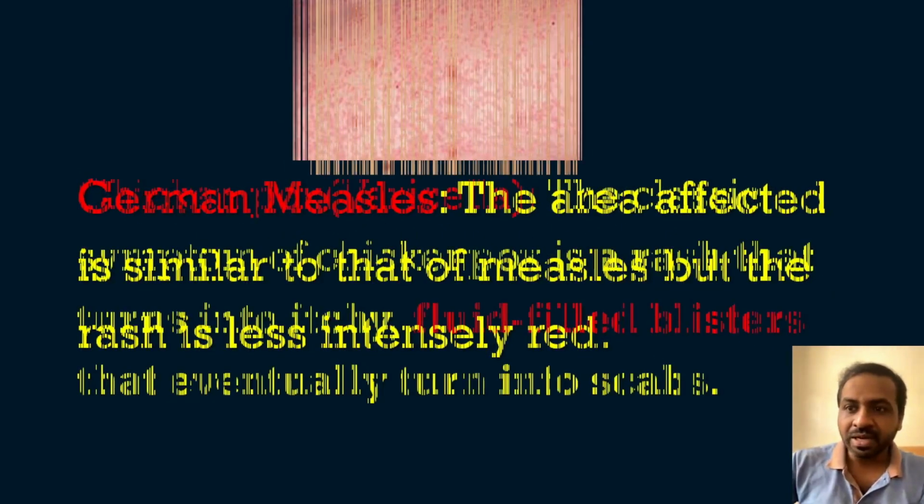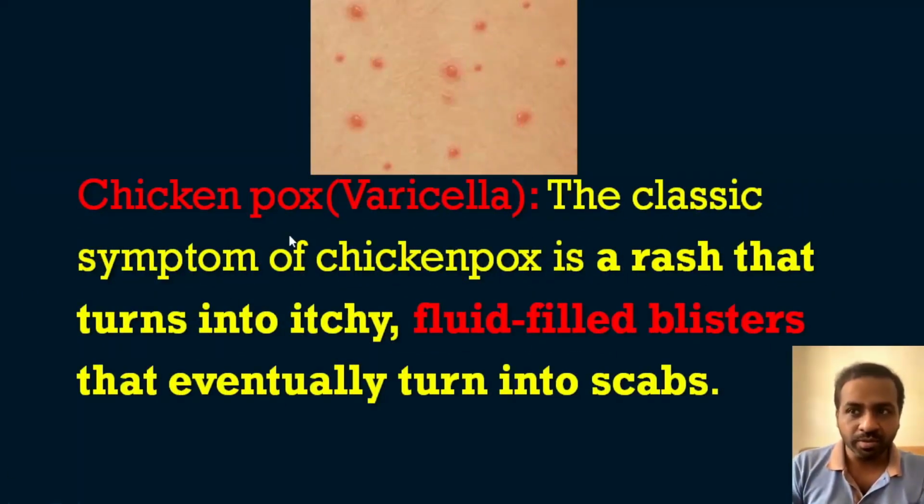Okay. Then what about the other condition, chickenpox? In chickenpox, or varicella, the classical symptom is a rash that turns into itchy fluid filled blisters. You can see blisters here that eventually turn into scabs. Okay, so that is the peculiarity of the chickenpox rash. So with this question you are getting picture based information on the different types of rashes which can be seen in SLE, chickenpox, measles and German measles. Okay, so I think this question is very helpful for you.